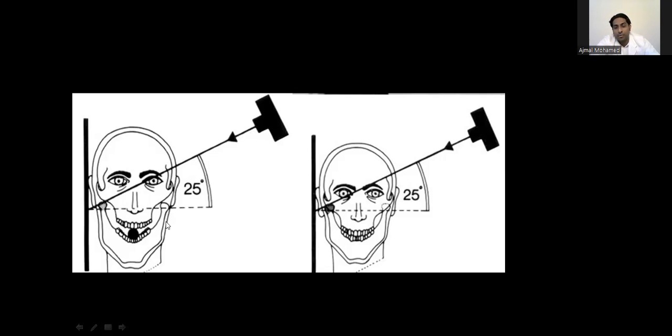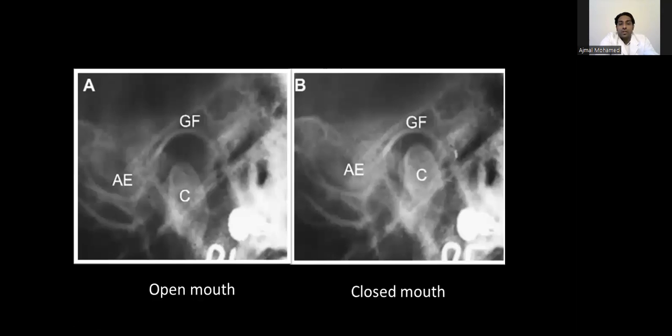And this technique can be taken in two different ways: the open mouth technique and the closed mouth technique. If you ask what the difference is, the open mouth technique always helps to reduce the superimposition of different structures in and around the TMJ. So it is always best to use the open mouth technique.